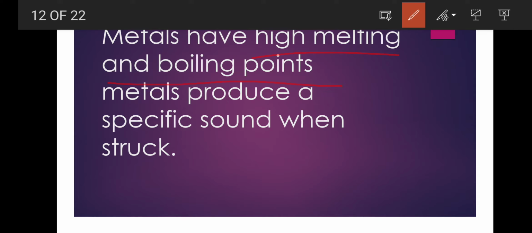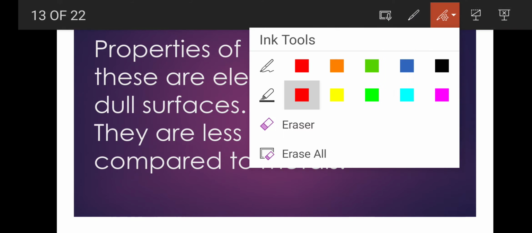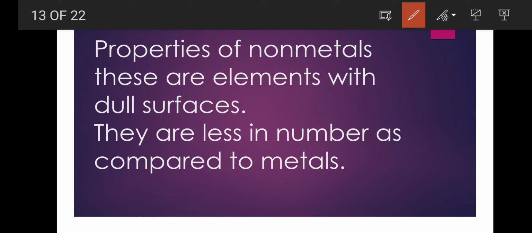The next property is that metals produce a specific sound when struck, and for this we use the word sonorous. Metals produce sonorous sounds. Okay, so this is all about the properties of metals. Now we will discuss the properties of non-metals. One thing is very important here: the properties of non-metals are just the opposite of the properties of metals.